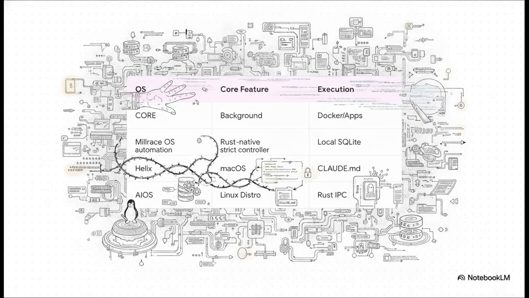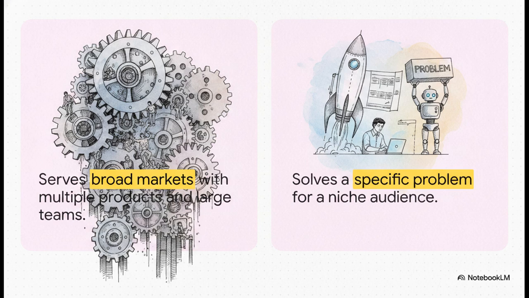And this entire landscape is just exploding right now. Devs are building these incredibly specialized agent-first environments. You've got Core handling background automation, Millrace OS acting as a super strict Rust native controller, Helix basically driving your macOS desktop directly, and AI OS running as a stripped-down Linux distro built entirely for AI. If you're building software tools today, you're having to figure out how to adapt them to fit into these highly specific, highly local runtimes.